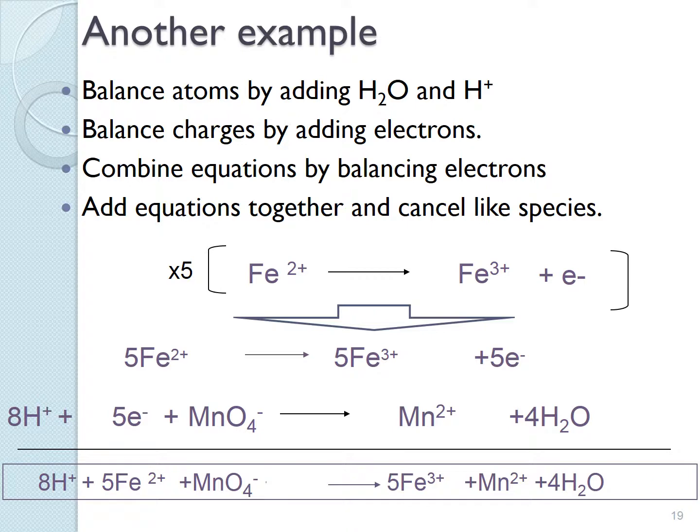And then just double check. So on the left hand side we have a positive 8 and a positive 10. That's a positive 18 minus 1 means we have a positive 17. How about on the right? We have 5 times 3 is a positive 15 plus 2 more is a positive 17. So the charges are balanced on both sides. And we have 5 irons, 8 hydrogen, 1 Mn, and 4 oxygen on each side.